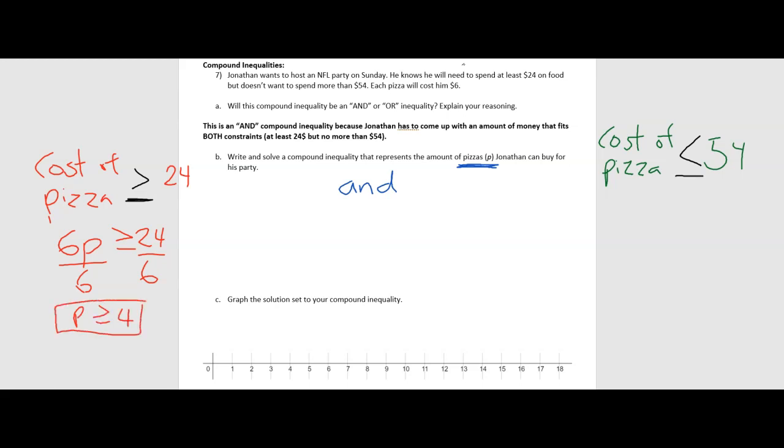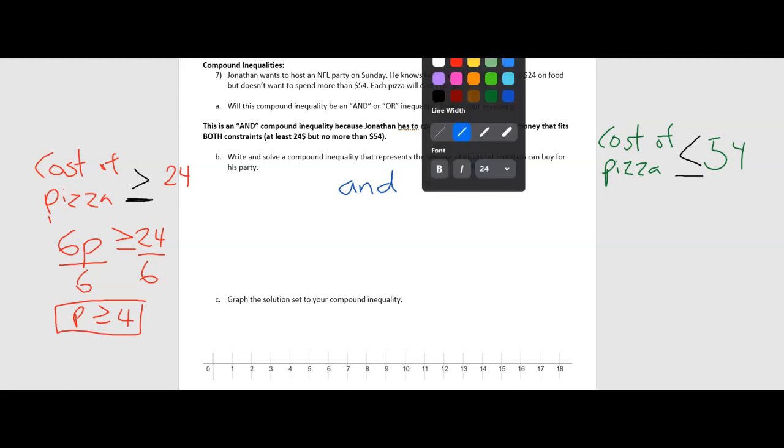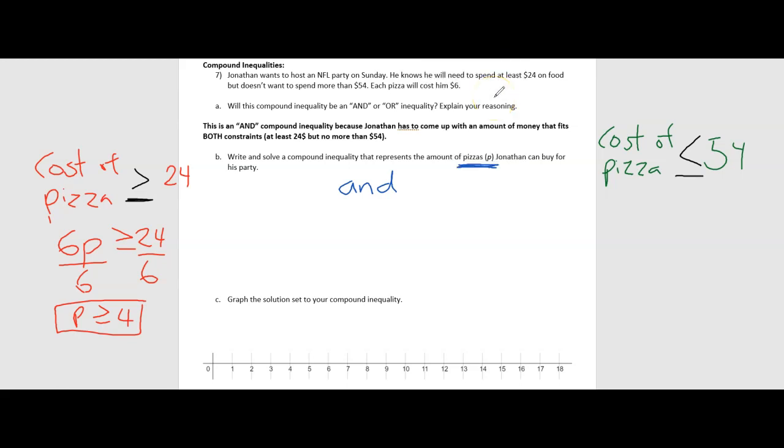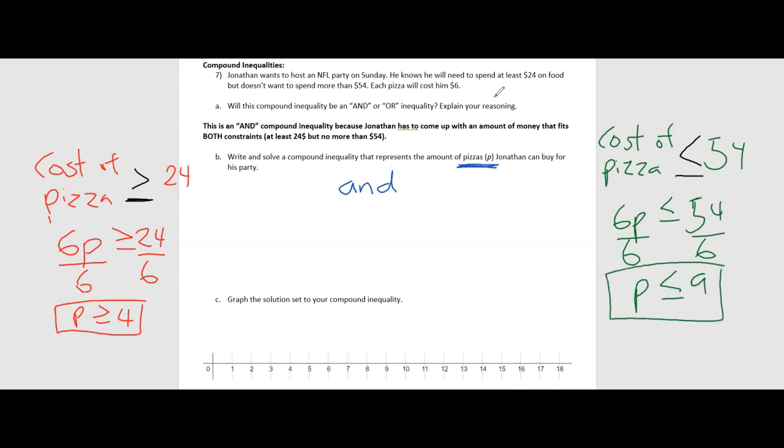So I solved my first one. I come over here. The cost of the pizza is the same, right? 6P is less than or equal to 54. Divide both sides by 6. And I get P is less than or equal to 9. And now we just need to graph, right?